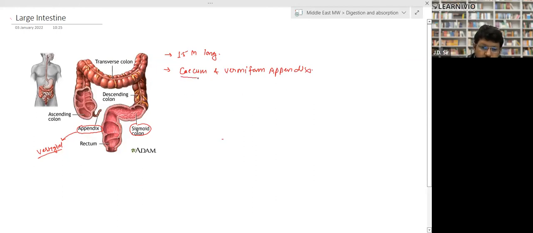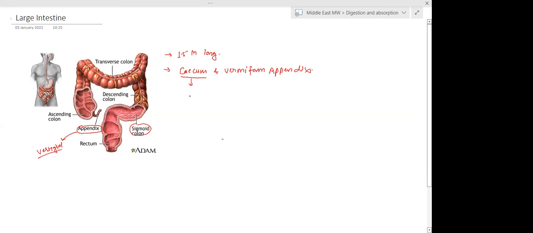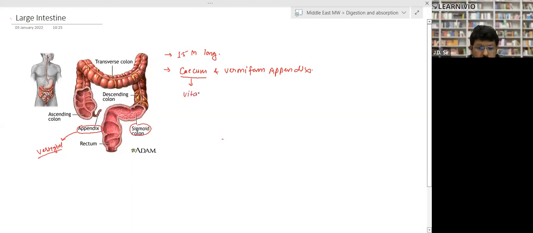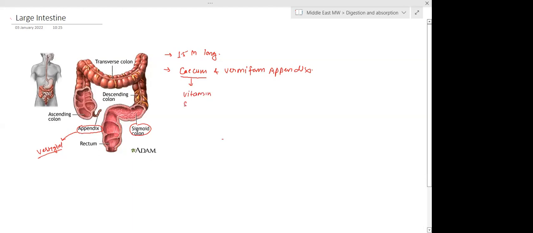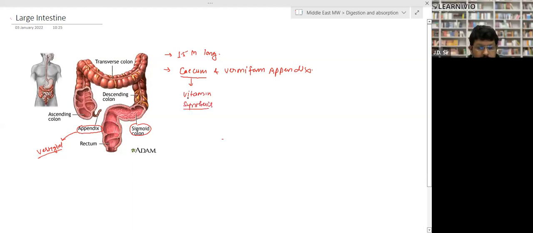So what does the cecum do? The cecum has some good bacteria, right? We have a symbiotic relationship with those bacteria. These bacteria synthesize some vitamins, so it is responsible for vitamin synthesis. Good bacteria live in the cecum part, and they synthesize some vitamins. They also help in the absorption of vitamins, right?